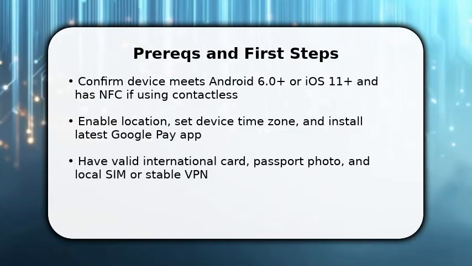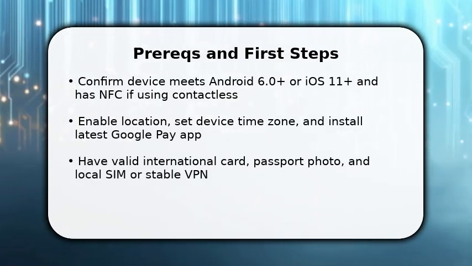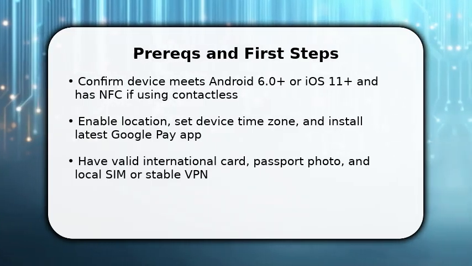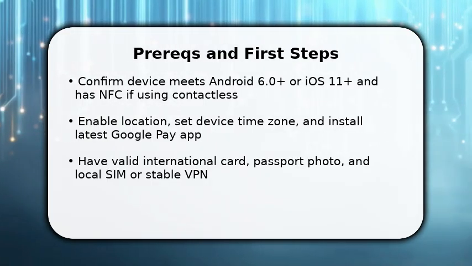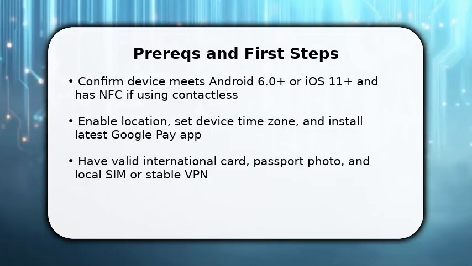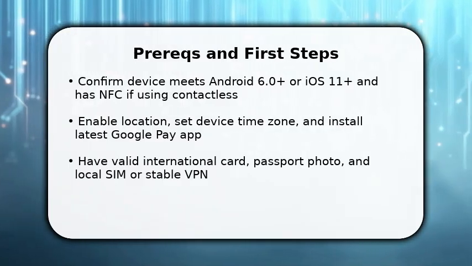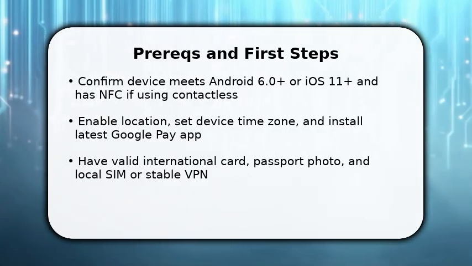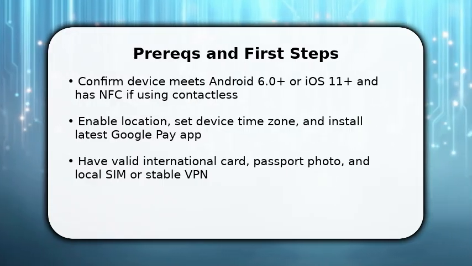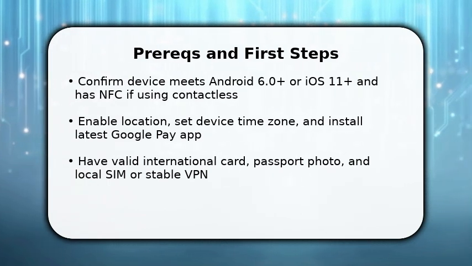You start by preparing the essentials so the activation won't fail. First, make sure your phone is compatible and NFC is enabled if you plan to tap. Once done, install or update Google Pay, enable location and correct time zone, and gather ID and your international card. If your bank blocks foreign IPs, connect a reliable VPN or use a local SIM for verification. These steps remove most immediate roadblocks and get you ready to add a payment method.